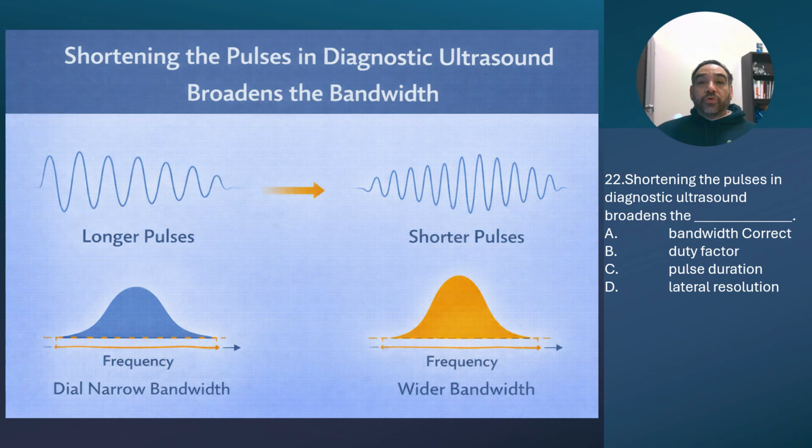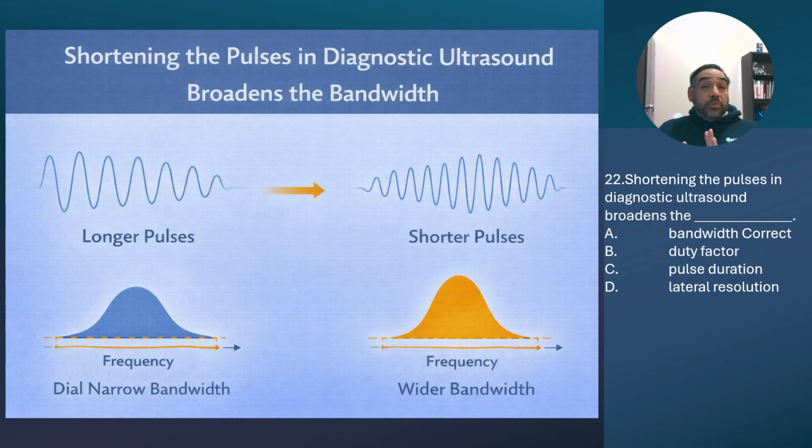So again, when you shorten the pulse, you reduce the number of cycles per pulse, pulse duration, the spatial pulse length, and here's the key physics rule. Short pulses equals wide bandwidth. Long pulses equals narrow bandwidth. And you're probably asking, why is this? Because very short pulses contain a broader range of frequencies. This is fundamental to wave principles. Short time signals spread out in frequency.